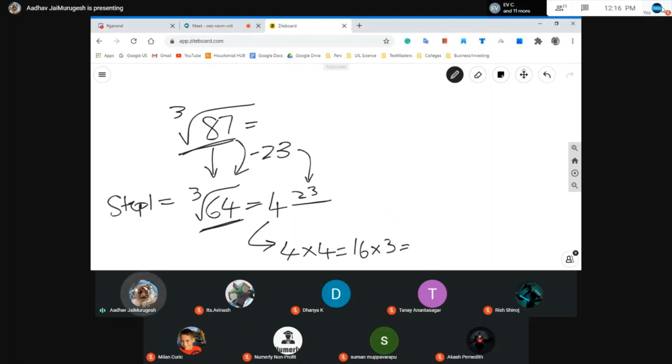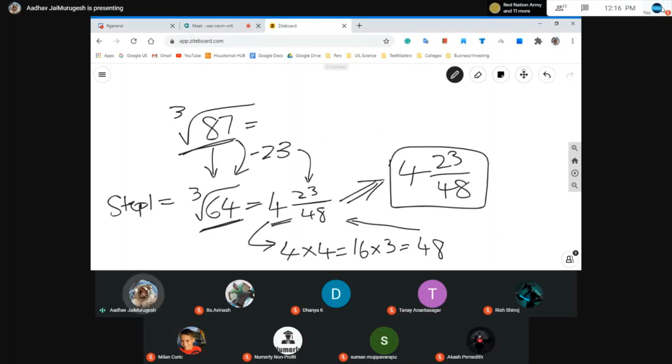You're gonna take the square of the whole number answer over here. Then you multiply that by 3, and in this case, it'll give you an answer of 48. Now 48 is going to be our denominator. So the answer to the question, what is the cube root of 87? It's gonna be 423 over 48.